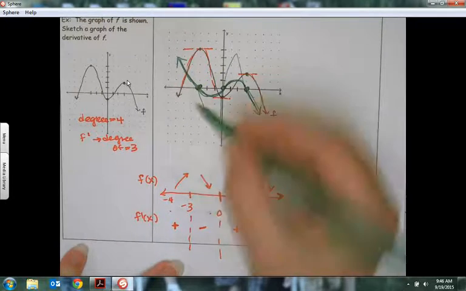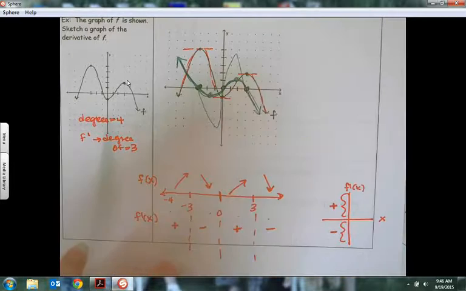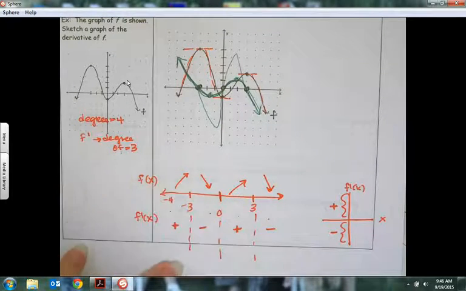And I look and I see this has 2 humps, which means it is a degree of 3, and I went down a degree.